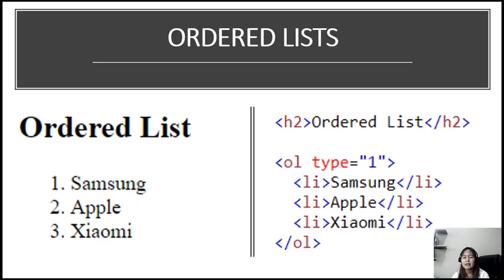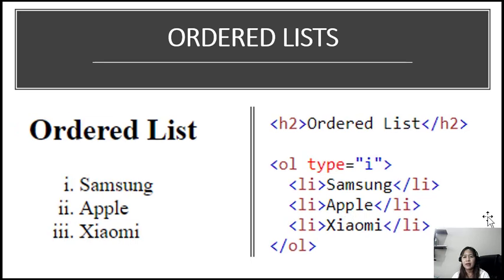So for instance, if you want to specify that the type of number you want is 1, 2, and 3, you can say type is equal to 1. Although at this point, since it is the default setting, it may be optional. So doing this will create 3 items because you have 3 li/li codes here. And that will be numbered 1, 2, and 3. You have Samsung, Apple, and Xiaomi.